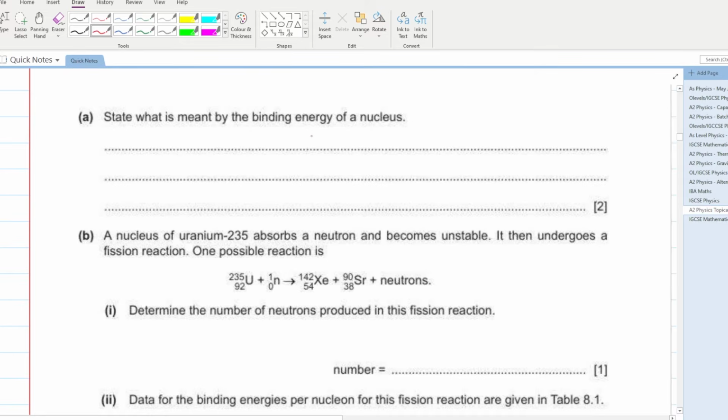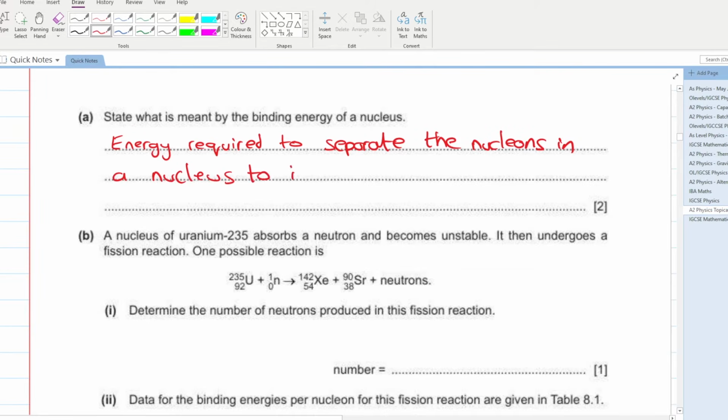State what is meant by binding energy of a nucleus. Binding energy is the energy required to separate the nucleons in a nucleus to infinity. Simple as that. Let's move on to part B.